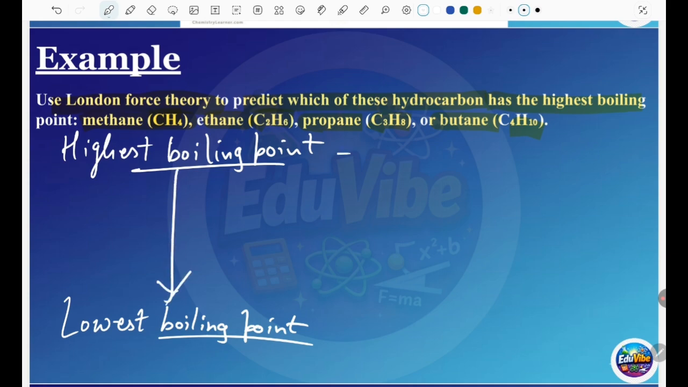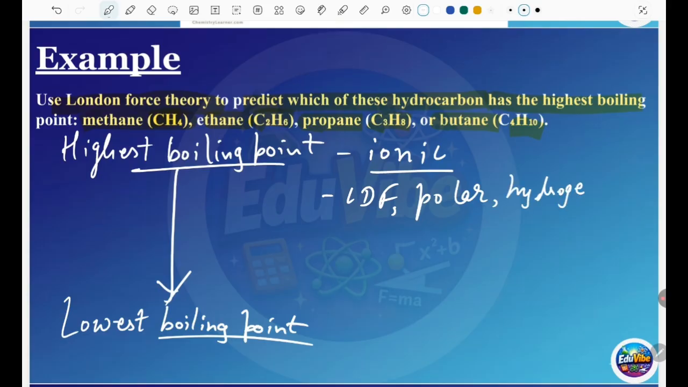If we have an ionic substance, it has the highest boiling point. Then if a molecular substance has LDF, is polar, meaning it has a dipole, and also has hydrogen bonding, so all three of these, that also gives a high boiling point, but lower than ionic. If we have only LDF and dipole, which is polar, we have a boiling point that is not very high, but still notable.